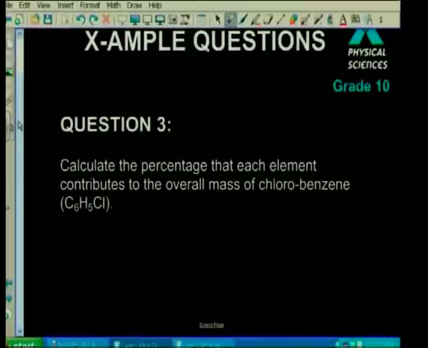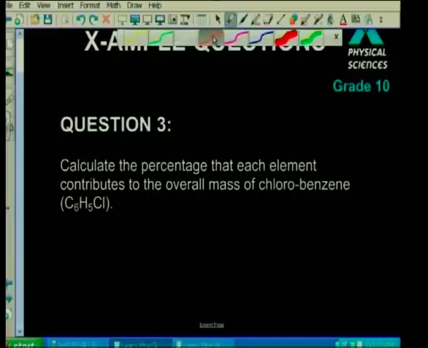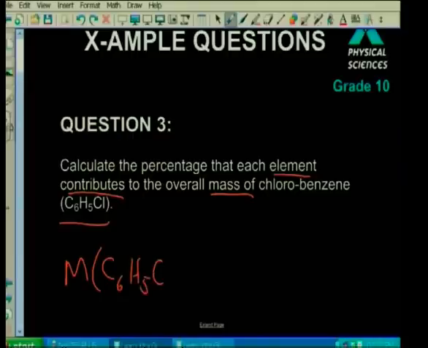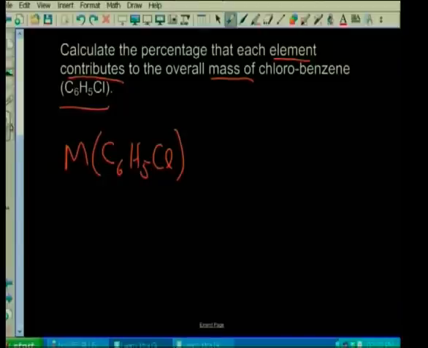The first one says calculate the percentage each element contributes to the overall mass of chlorobenzene. We've been given the formula. The formula is C6H5Cl. The first thing we're going to do is work out the formula mass, the molar mass, of C6H5Cl. Now, how are we going to do it? We're going to work using the periodic table.